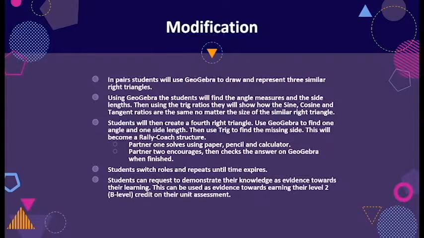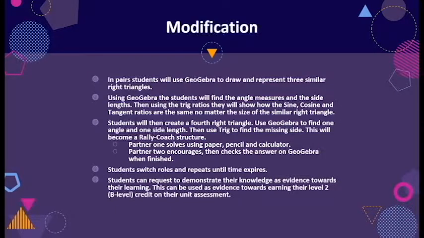Students will then be asked to create a 4th right triangle that is similar to the other 3. Using GeoGebra to find one of the angles and one of the side lengths, they'll use trig then to find the missing side length, any of the other missing side lengths.